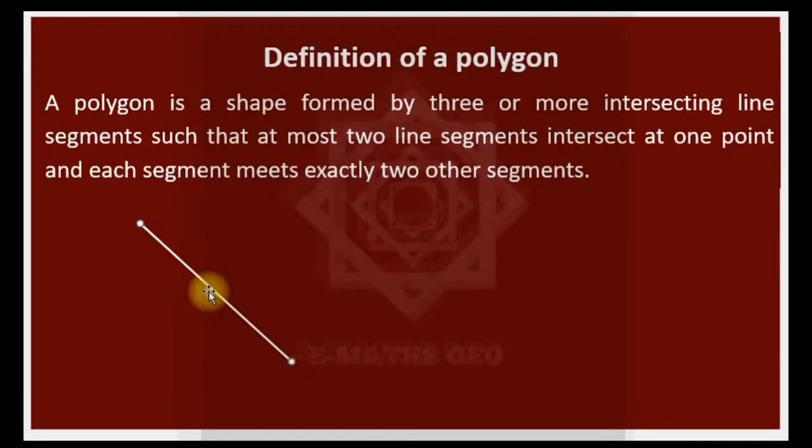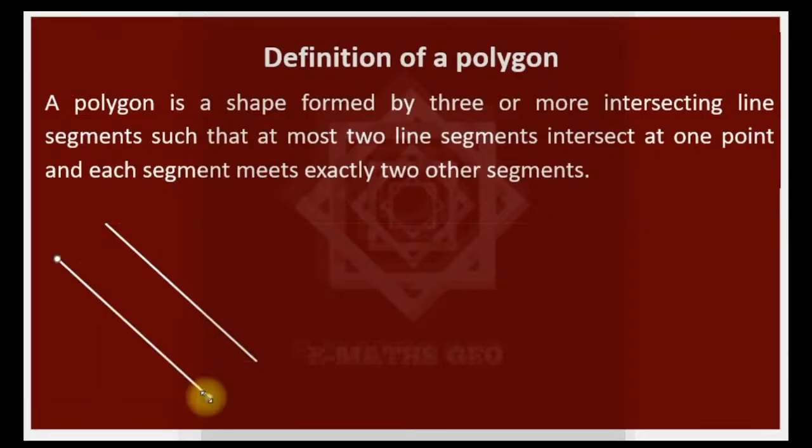So let's form a polygon. Like this one line is not a polygon because we have only 1 segment. So let me duplicate it. I have 2. So this is not a polygon. Though from the definition, 2 meet at a point. So they met at this point, but yet it's not a polygon because you have only 2 segments.